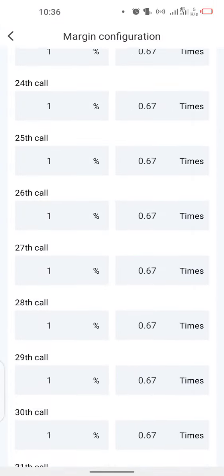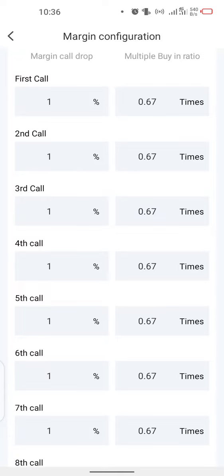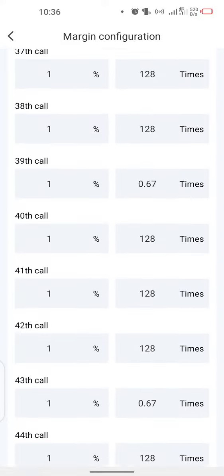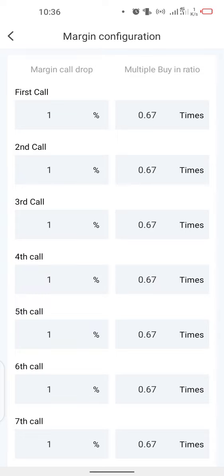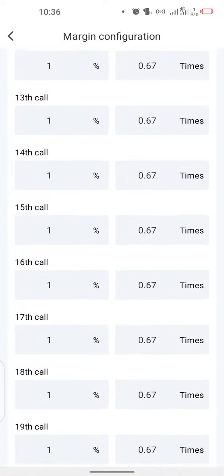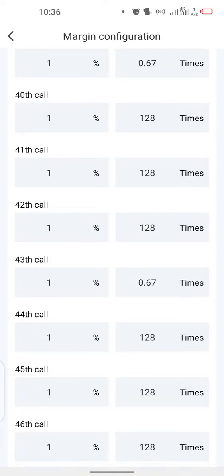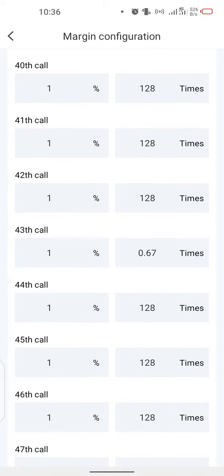Now, here on the margin call drop, you want your robot to be buying 1%, 1%, 1%, up to 48 times. It means this will be only 48% deep. But you want 80% deep. So you are going to say, okay, from number 1 up to number 41, this will be 1%. But from number 42, you want to do 6%.